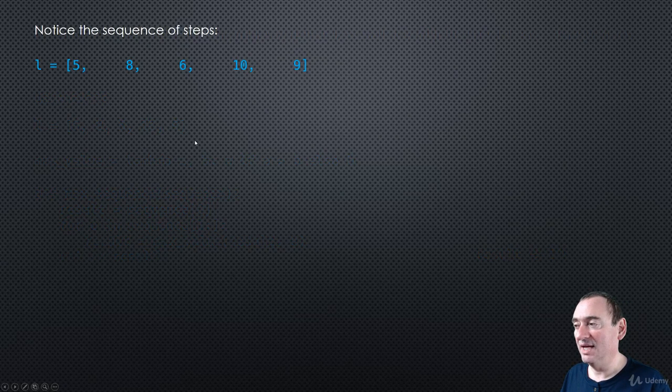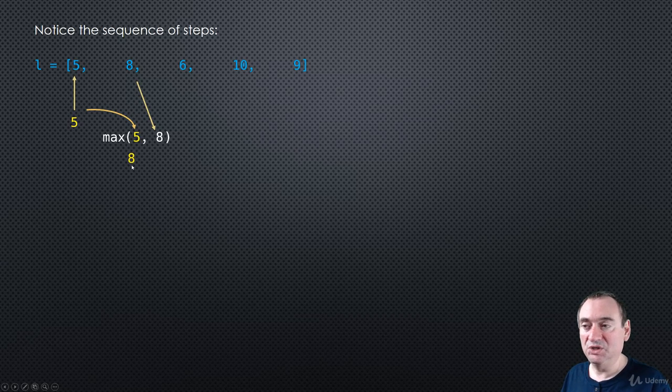So notice the sequence of steps. We initialized our result to 5. Next, we said our result was equal to the maximum of 5 and 8, the next element in the sequence. That gave us some value, 8. That's now our new result. We now apply this again, and we say take the max of the current result and 6. Well, the max of the current result, 8, and 6, is still 8. So now our new current result is 8.